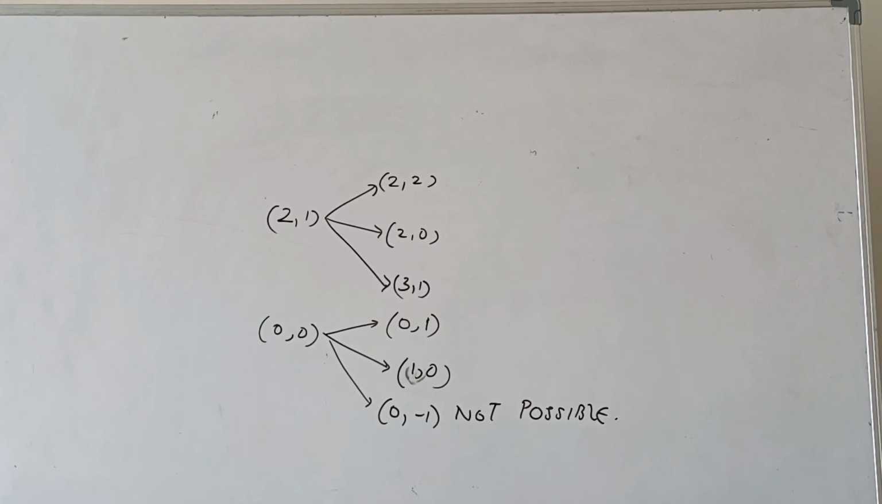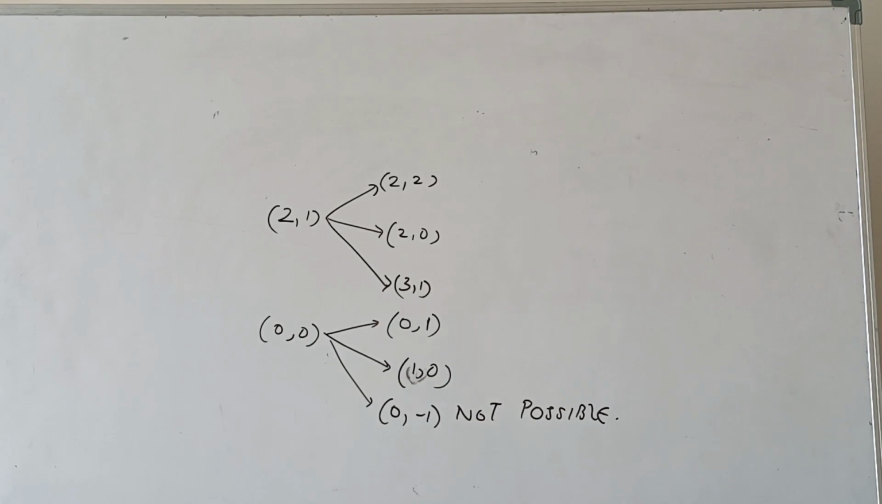Now the first condition is that he cannot revisit any of the coordinates, which means that suppose he has been at the point 1, 1, he cannot come back to 1, 1 under any condition. Or suppose he is at 1, 2, once he has been there, he cannot come back to that particular point.